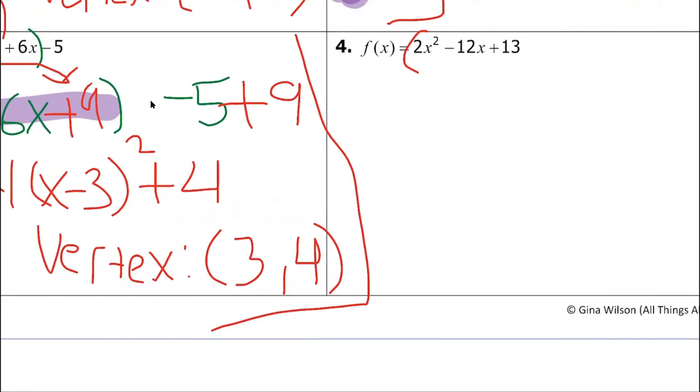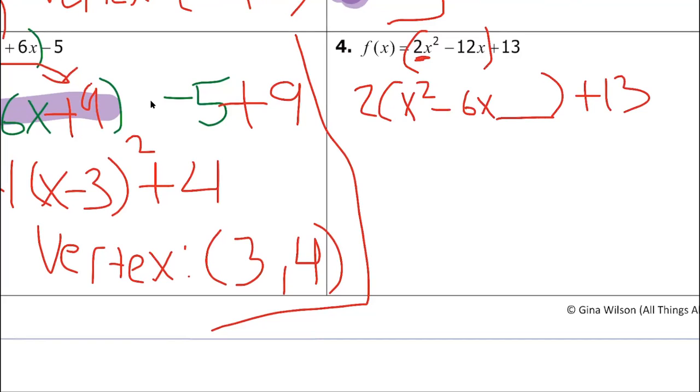You're going to group up your first two terms, but we don't want a coefficient. So I've got to pull out this 2. If I pull out a 2, this would be an x squared. Basically, I'm going to divide everything by 2 inside the parentheses. So that would turn into a -6x. Leave a little bit of space, because if I distributed, that would take me back to where I started. We're basically pulling out a GCF.